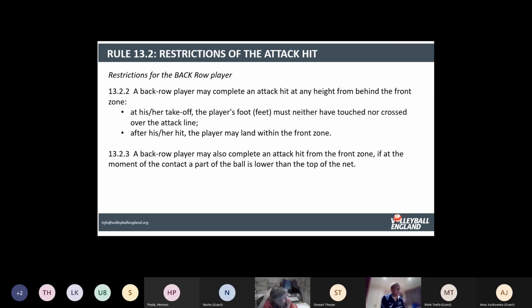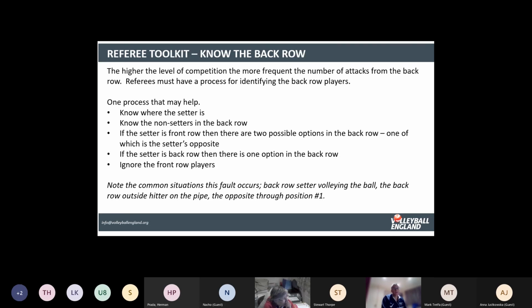Okay, so let's think about what we need to know about front and back row players. Within our toolkit, we have a section in our referee toolkit about knowing the back row. The higher the level of competition, the more frequent the number of attacks from the back row become. So referees must have a process for identifying your back row players.